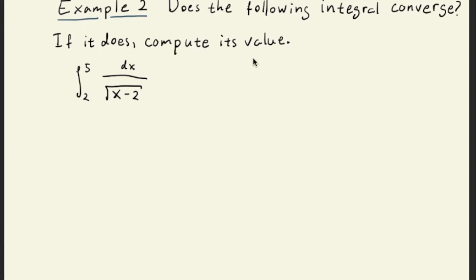Okay, so from 2 to 5, so here's the y-axis, x-axis. Let me make 2 over here, 5 over here. So you see that this has a singularity at x equals 2, because you're going to divide by 0. And so it's 1 over square root of x minus 2. When x approaches 2, this number becomes pretty small, and 1 over that is very large. So the graph will look something like this.